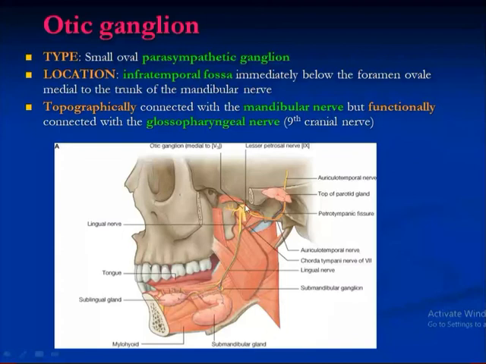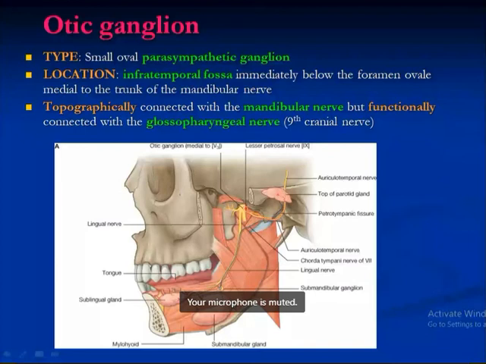A trunk of mandible ko medially present also because whatever we are seeing over here, this one is the right side. So you can also see the gland, right side. So this one is present medial to the trunk of mandible.